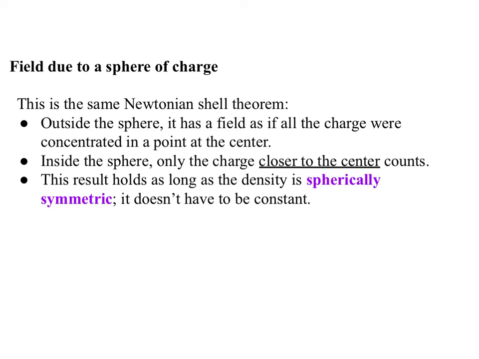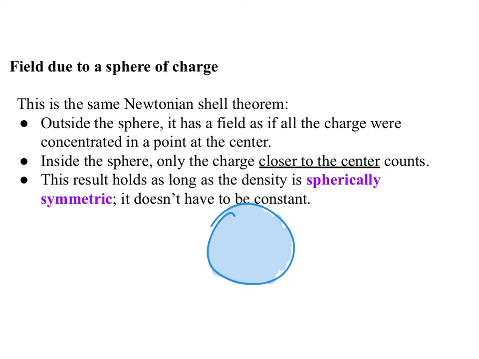Outside the sphere, it has a field as if all the charge were concentrated at a point in the center, but inside the sphere, only the charge closer to the center counts. So if we think about some collection of charge that fills a sphere, the key thing is that it's spherically symmetric, meaning that the density depends only on the radius but not on the latitude or longitude that you are on the sphere. It's okay that it's not constant as long as it depends only on your distance from the center.